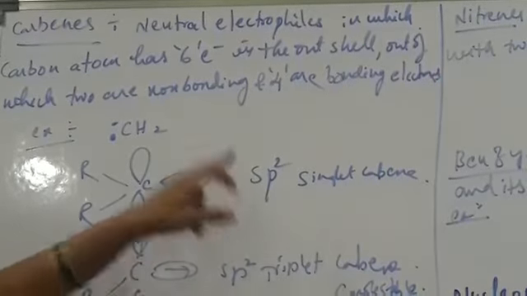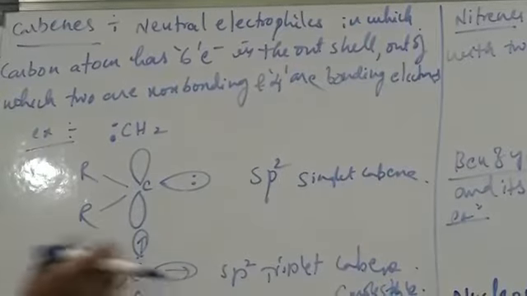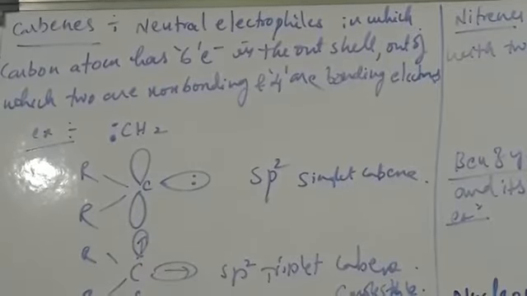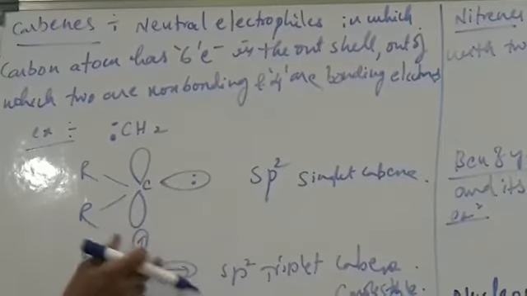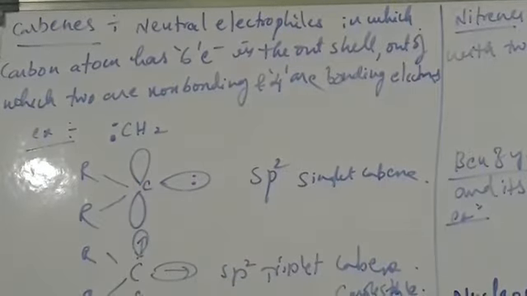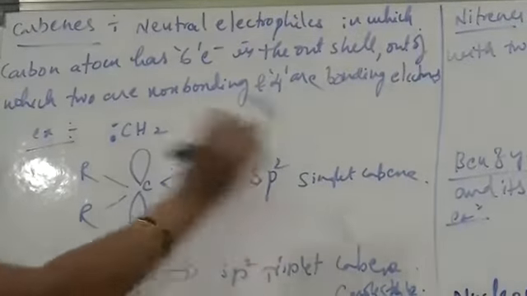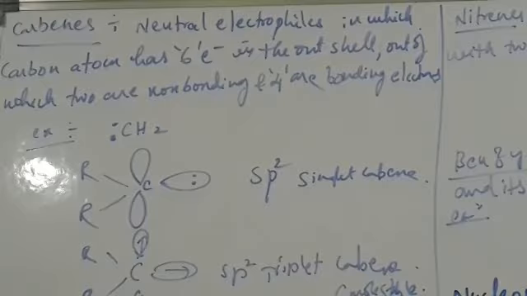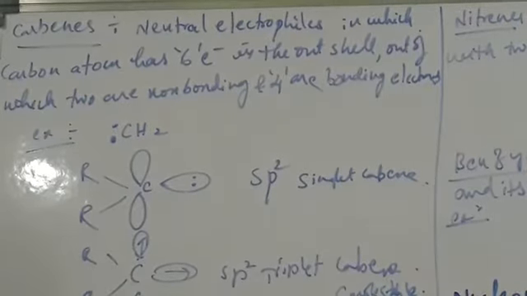Here, this is sp2 singlet carbon. And sp2 triplet carbon, where single electrons are present, not a pair of electrons. It is not present in the form of a lone pair. Single electrons are there. So this is called sp2 triplet carbon, which is more stable than singlet carbon. And sp hybridization is also possible in carbon, which is a linear sp hybridization.